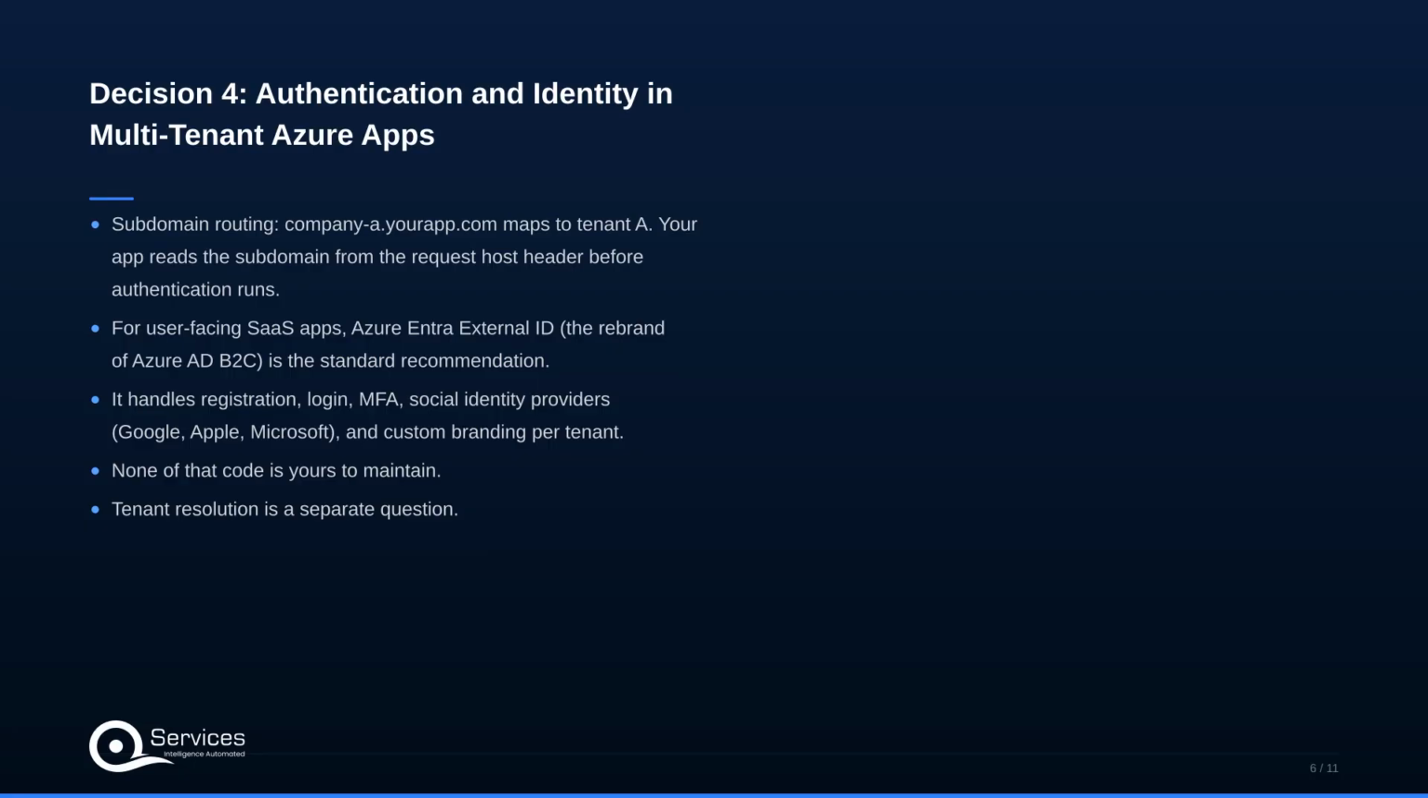For user-facing SaaS apps, Azure Entra External ID is the standard recommendation. It handles registration, login, MFA, social identity providers, and custom branding per tenant. The practical advantage over building your own auth stack is that it manages password reset flows, account lockout policies, brute force protection, and compliance with authentication security standards. None of that code is yours to maintain.